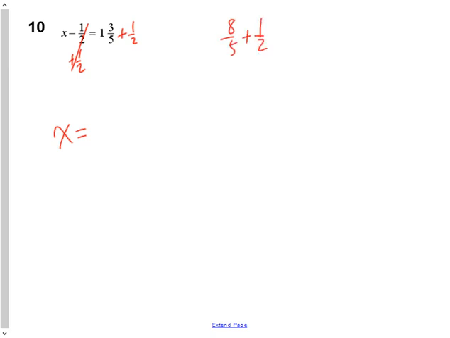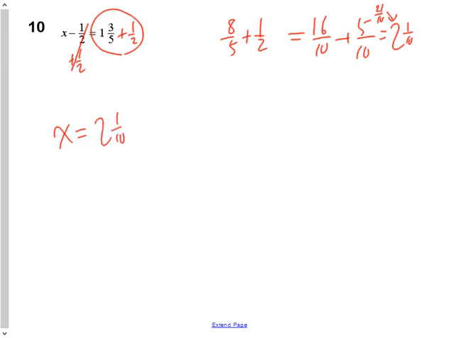8/5 plus 1/2 is what this really says. Common denominator will be 10. 16/10 plus 5/10 is 2 1/10 because it's actually 21/10. So your answer is x is 2 1/10. Or 2 1/10, take away 1/2 is equal to 1 3/5.